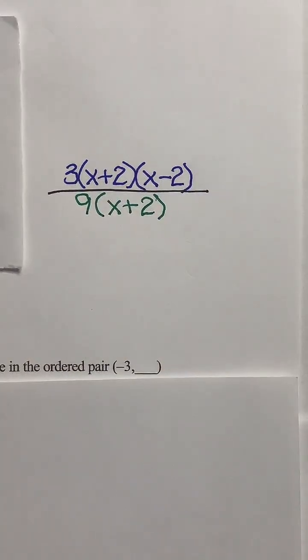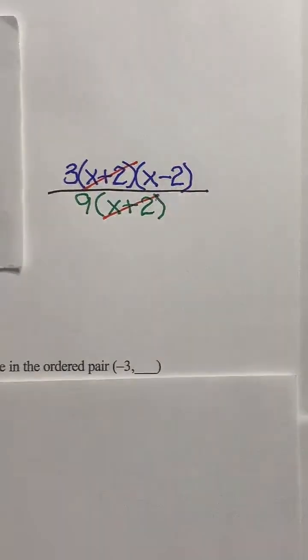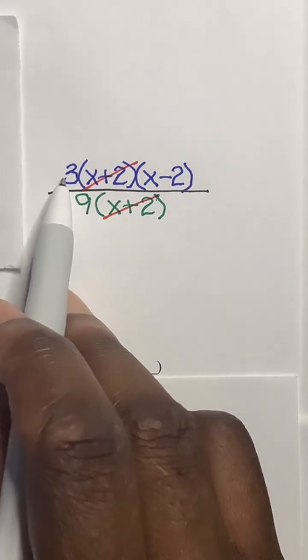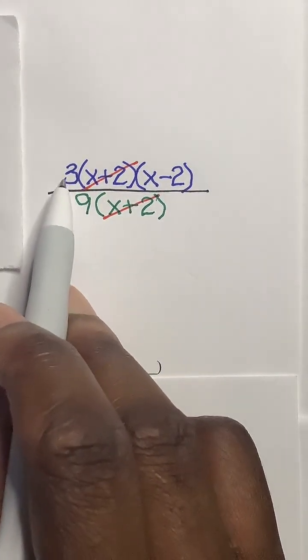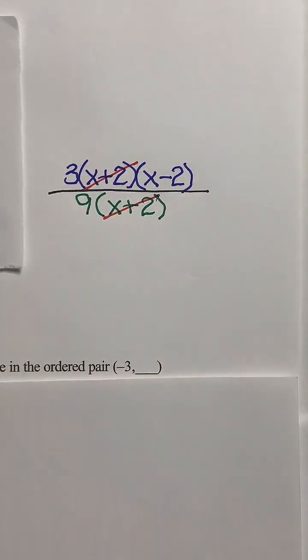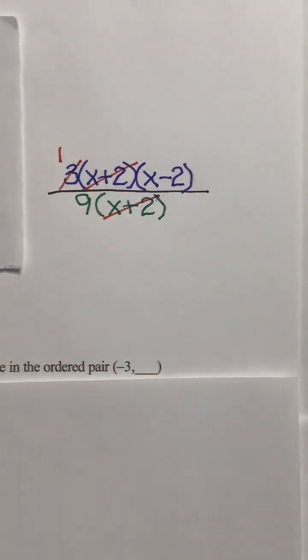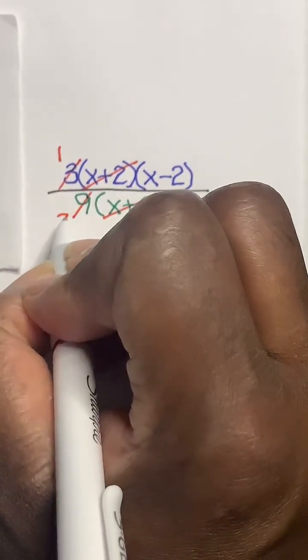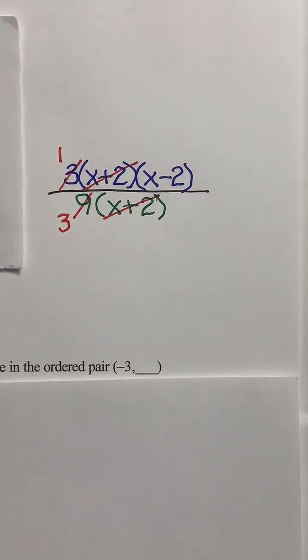When you get the same thing, one in the numerator, one in the denominator, they can cancel out. But we also have the whole numbers. Whole numbers we can actually simplify. So 3 and 9, they both have 3 in common. So 3 divided by 3, that turns that 3 into a 1. And 9 divided by 3, that turns that 9 into a 3.